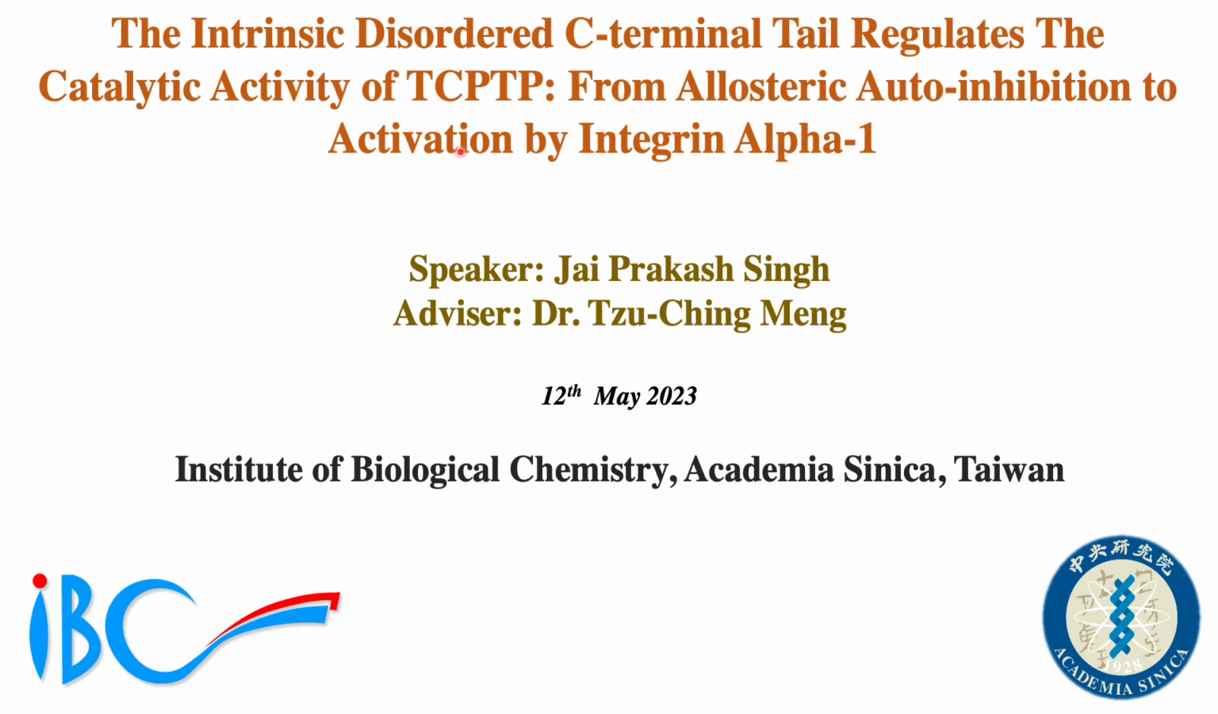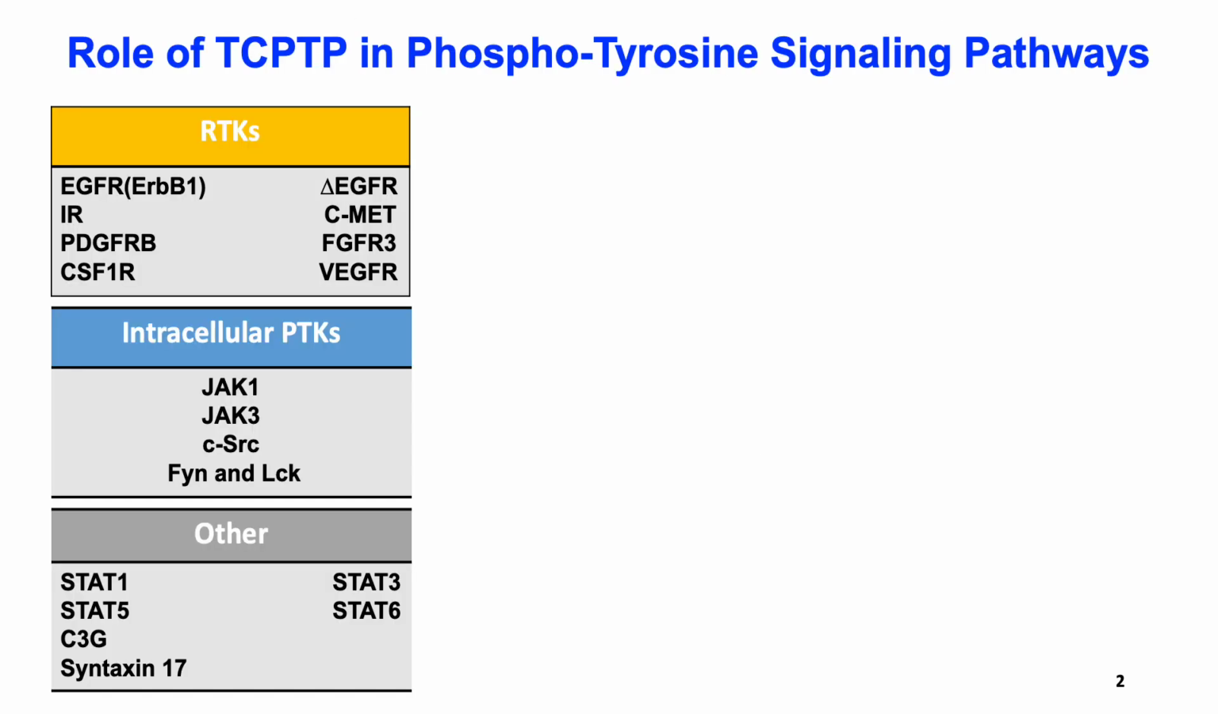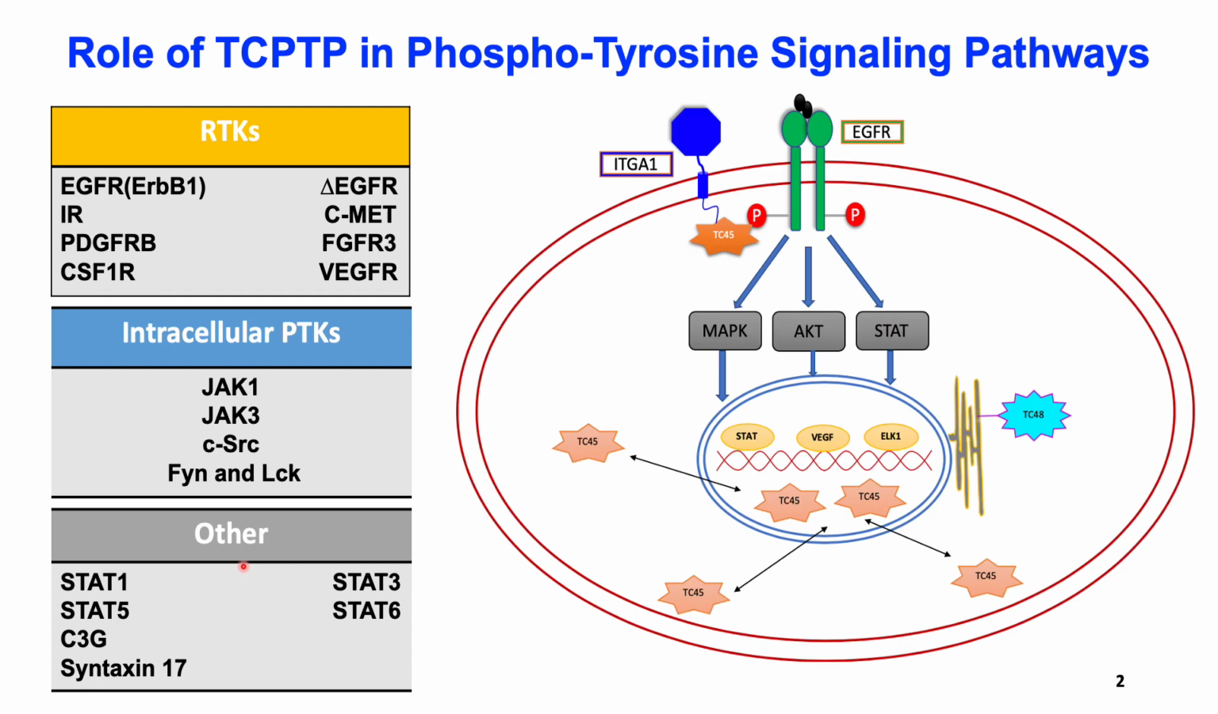We are working on a tyrosine phosphatase enzyme called TCPTP and trying to understand how its activity is regulated so that we can tune it for cancer treatment. Actually, this protein is known to dephosphorylate multiple substrates associated with cancer, like various RTKs and other tyrosine kinases. But unfortunately, when this protein is expressed, it remains in an inactive state. Therefore, it cannot do its function.